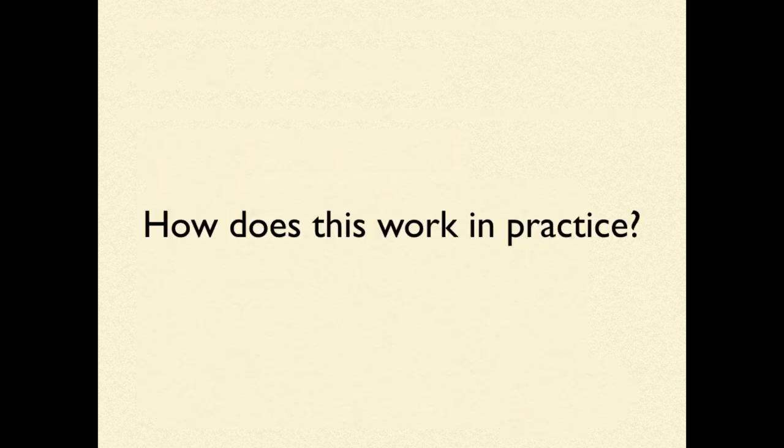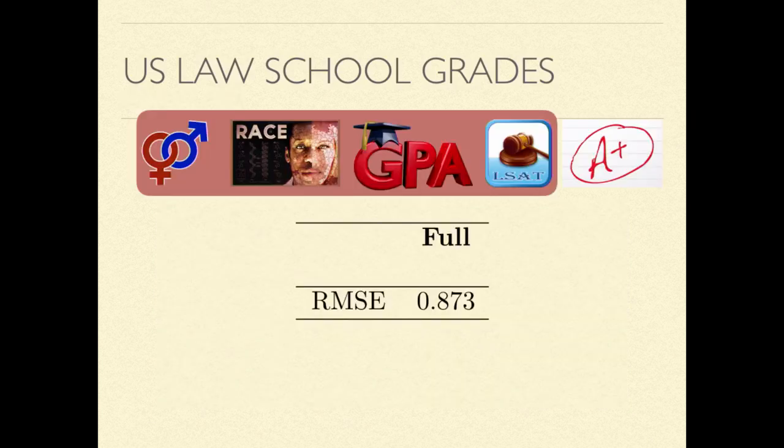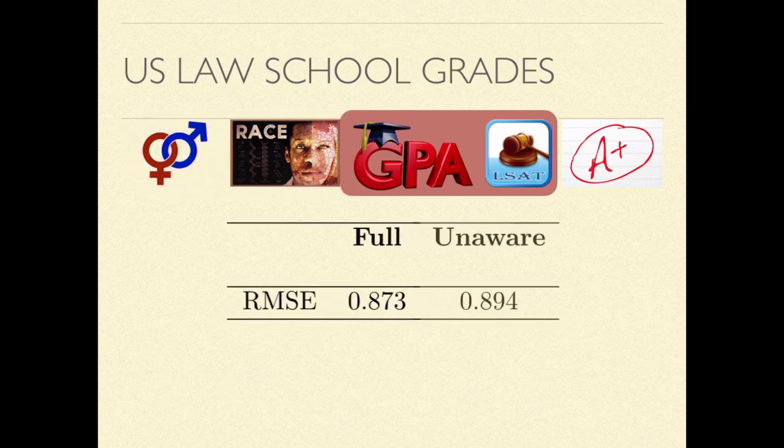So let's see how this works in practice. We actually took a data set of 21,000 students from US law schools. And what we did first off is just see what happens when we just use all of our features to predict law school success. This is the sort of test accuracy that we get, the test RMSE. So this is a very unfair classifier, sort of the best accuracy you can hope for, though. Now, another unfair classifier, which we discussed earlier, is the one that just ignores the sensitive variables. And this is the sort of accuracy we get.